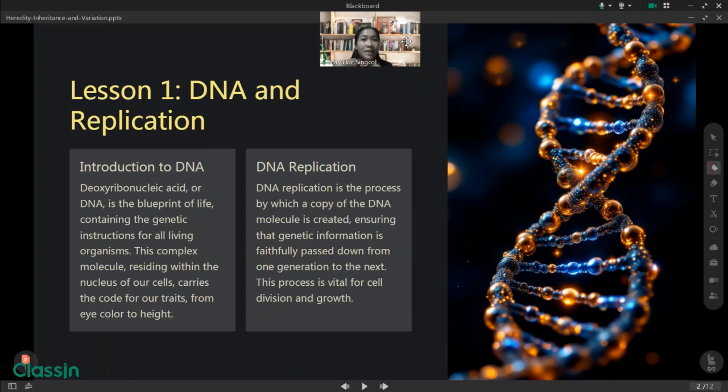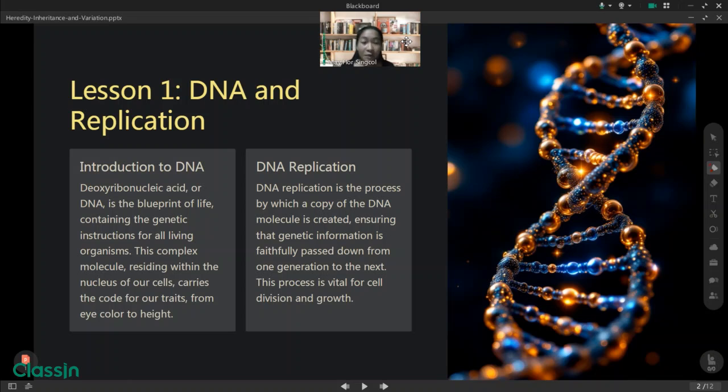If your parents have blue eyes, green eyes, brown, or any color of eyes, it will also pass down to you because it contains DNA, and it will be passed down from one generation to the next generation. That is how marvelous the DNA is.